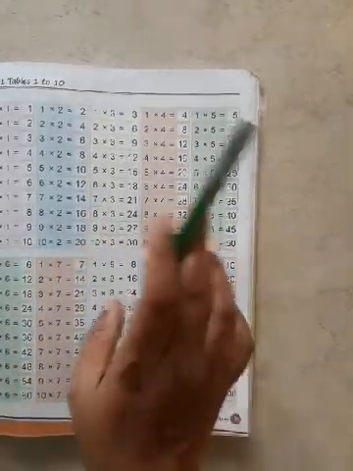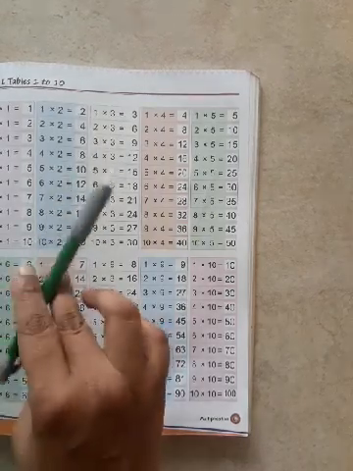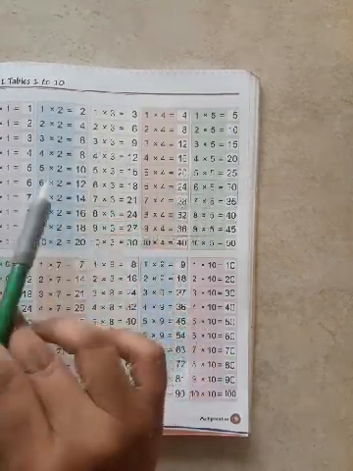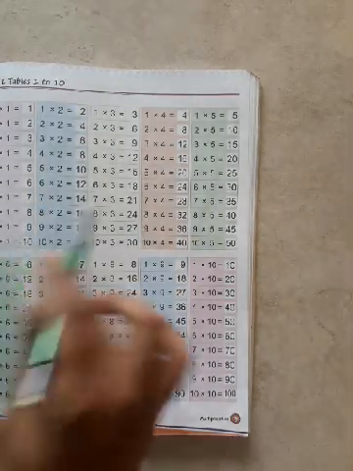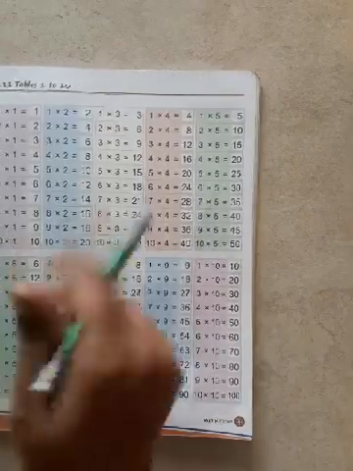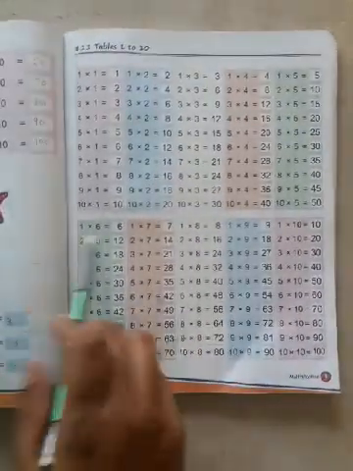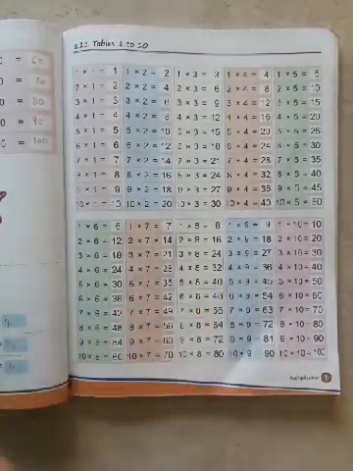The 2 to 5 tables, all of you learn by heart. Once you have learned them, write them one time without notice, meaning don't look anywhere and write. Okay. Now we say the 6 to 10 tables.